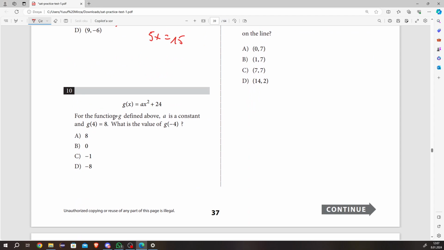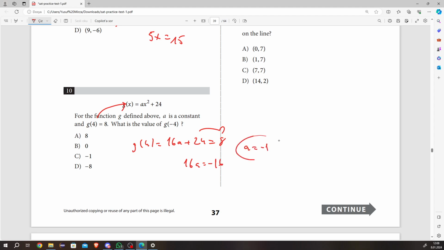What's the function g defined above? A is a constant and g(4) is 8. What's the value of g(-4)? Yeah, go ahead. We simply put here, 16a and 24. Then that is equal to 8. Then throw it ahead. A is -1.